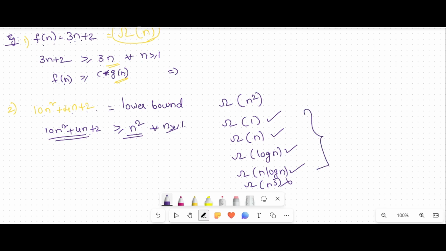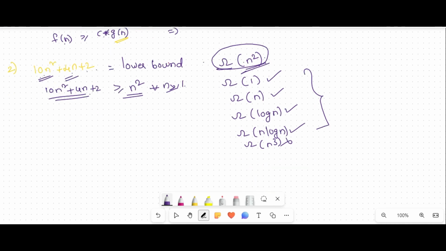Any lower bound you can take, but as usual, the closest one for the given function will be considered. The closest one to the given function is n square. That's why the lower bound of this function is omega of n square.